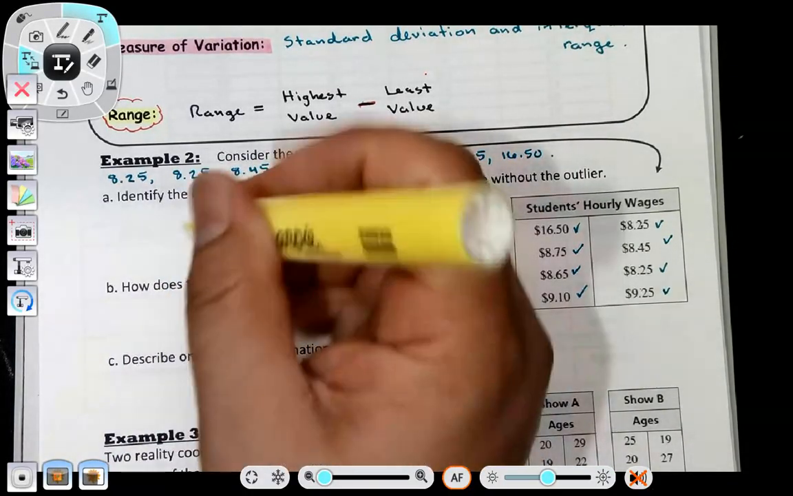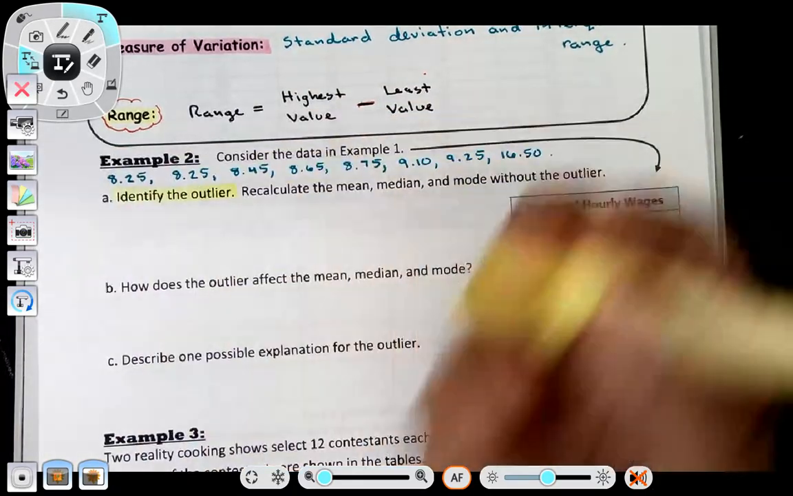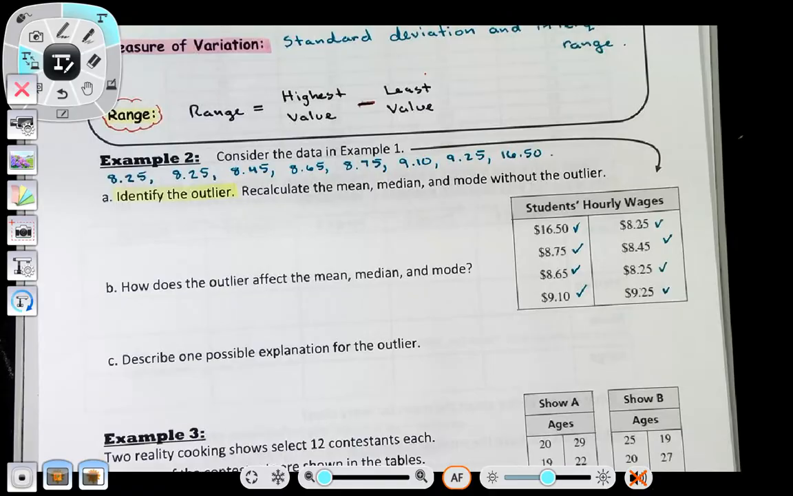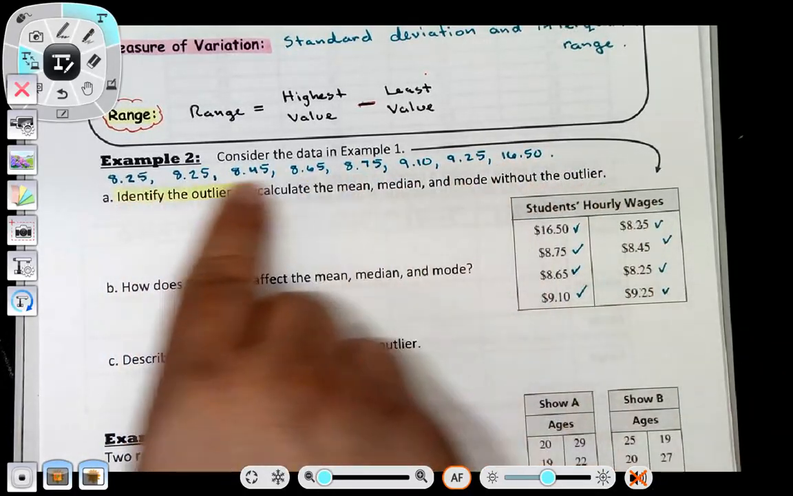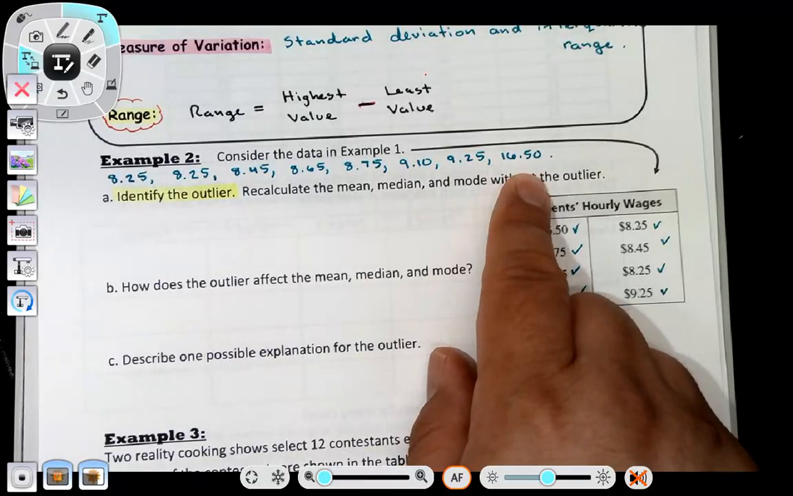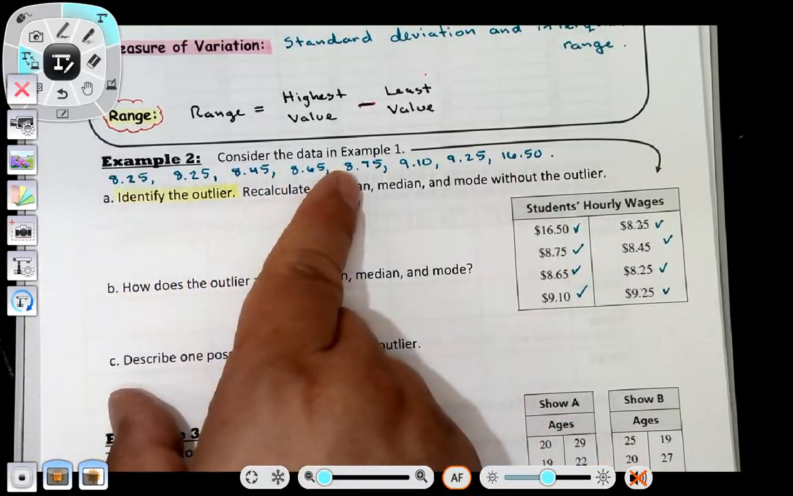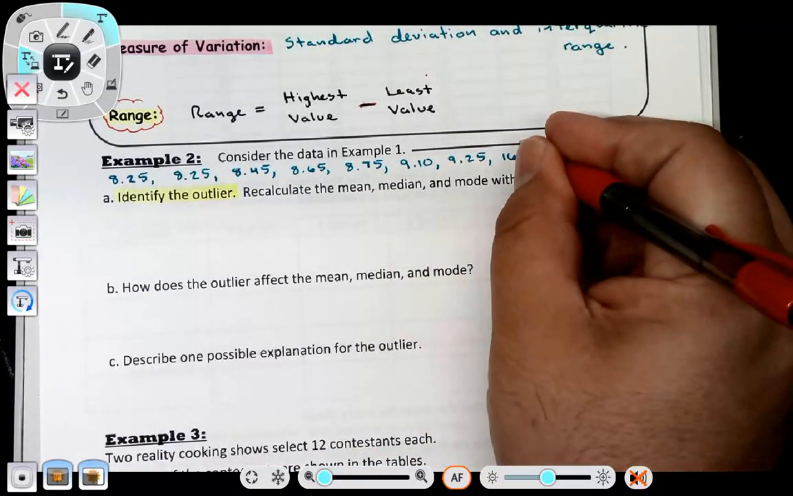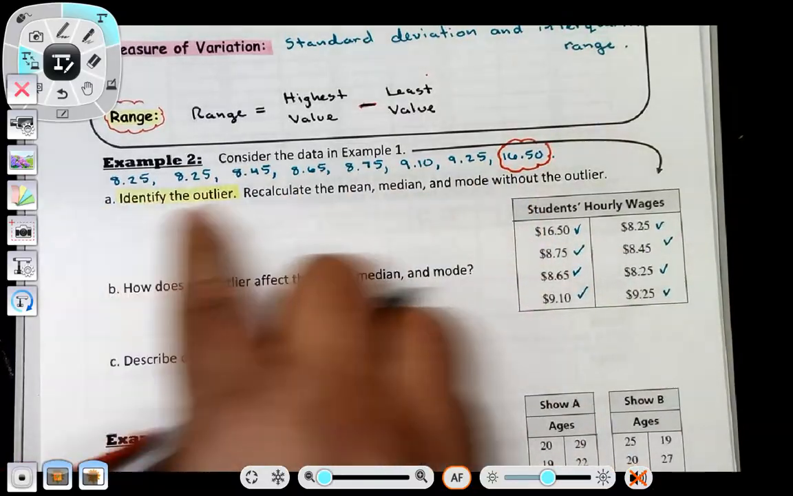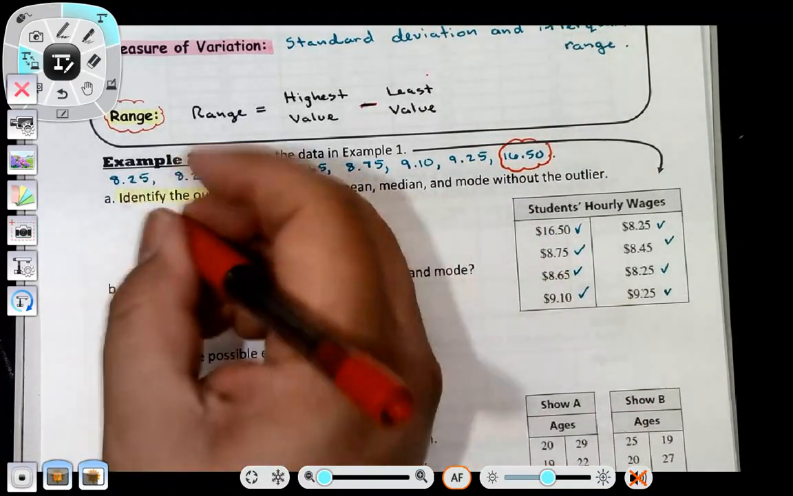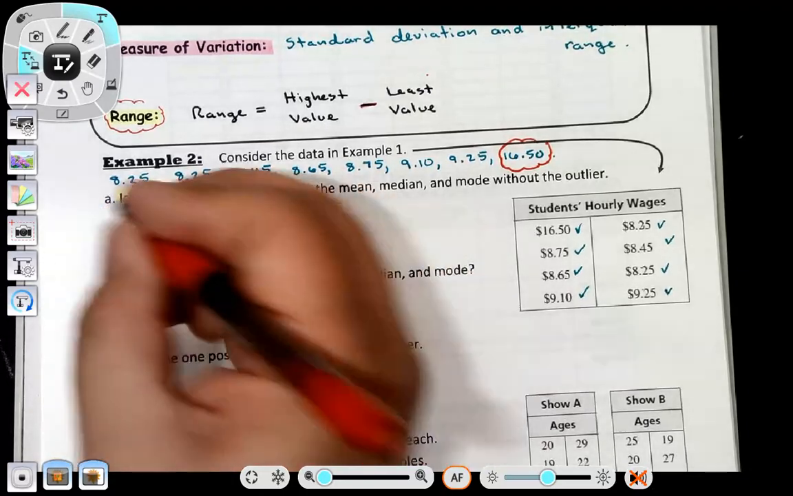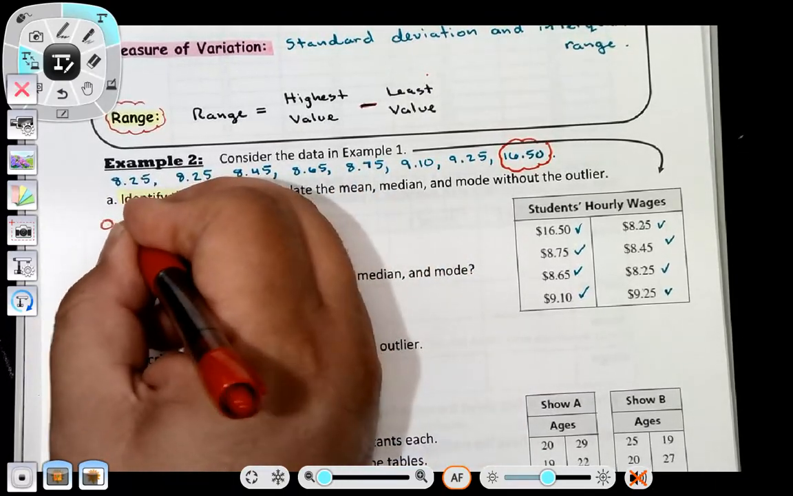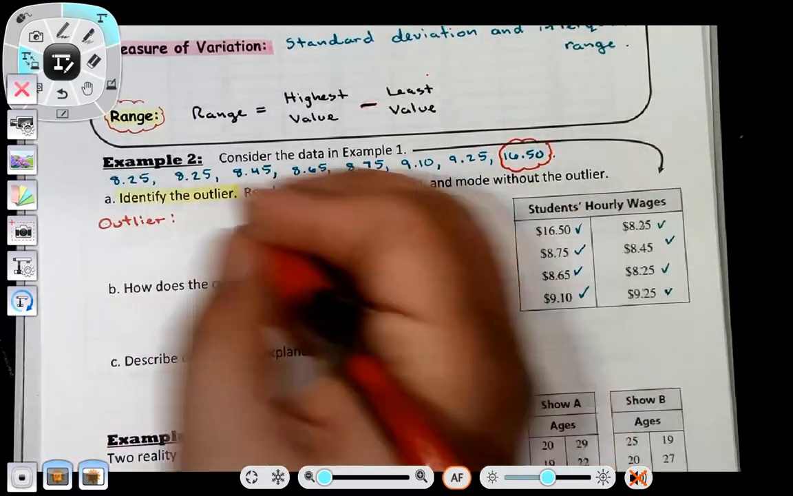Question number 1. Identify the outlier. So when you look at this list of numbers, was there any number that you saw and you're like, whoa, that one doesn't match up with the rest? So is there a number that would be considered an outlier in this list? Yeah, look at that. 8, 8, 8, 8, 8, 9, 9. And then all of a sudden it's 16. That's the outlier right there. That number doesn't really fit with the rest. It kind of messed with our data a little bit. So when they say identify the outlier, well, the outlier is the 1650.